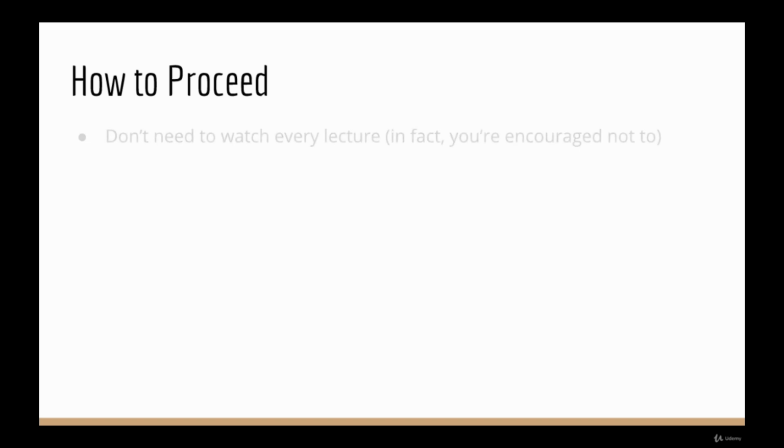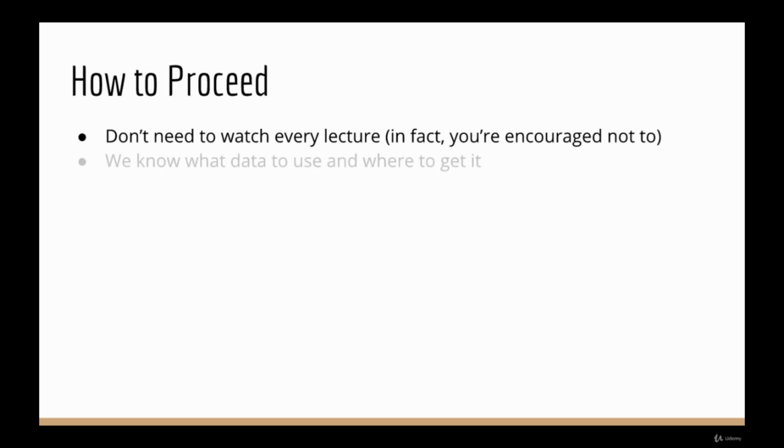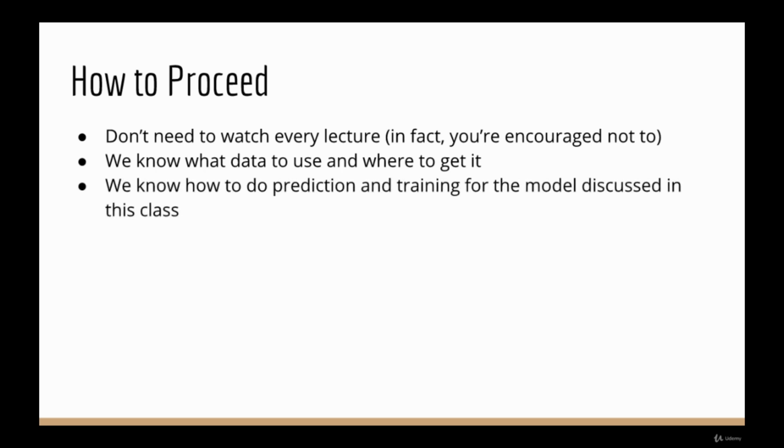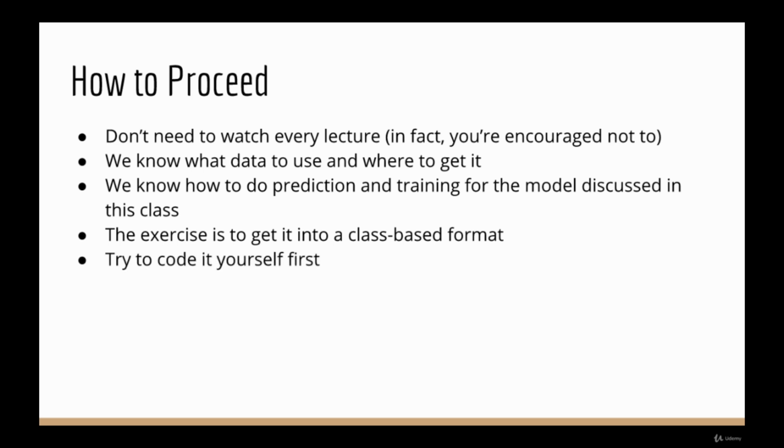Now this course project contains some pretty long and boring coding lectures which are not for everybody. So if you don't want to watch them, you shouldn't watch them. Here's what we know so far. You already know what kind of data we're going to use, since I'm going to describe that next. You already know how to write the code, since we've already written the prediction and training portions earlier in the course. So the only real exercise here is to get it into a class-based format. So the best way, in my opinion, for you to approach this is for you to try and code this yourself first, if you can. If you can't, then try looking at the existing code on GitHub for hints, or watch the videos if you find them helpful.